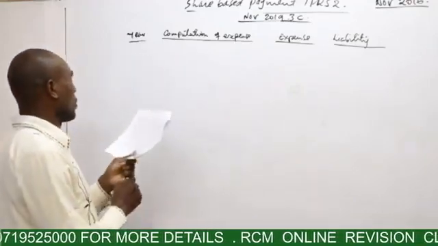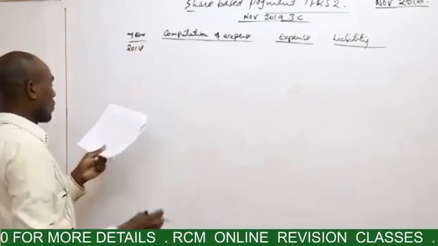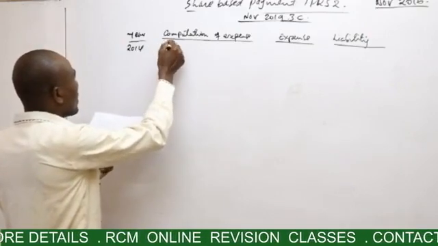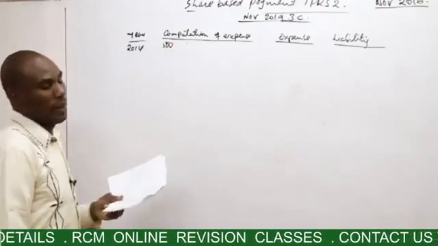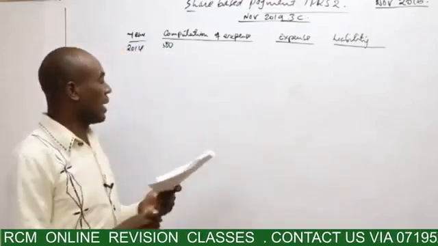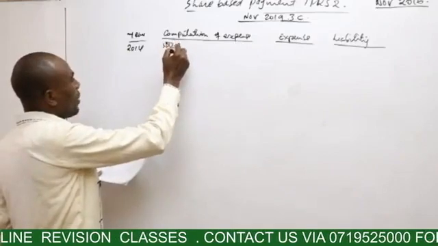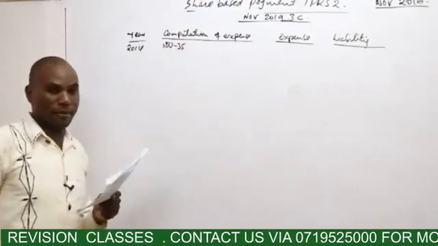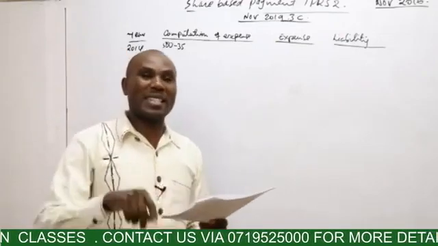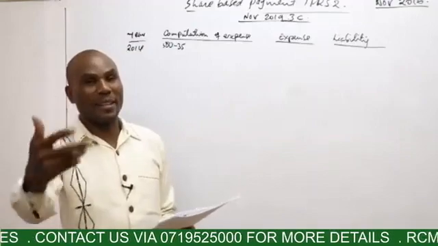Therefore, let's compute in year 2014. Good students, we have 500 employees. And out of 500 employees, 35 employees left in year one. And the company estimates that 60 employees will leave during years 2 and 3.